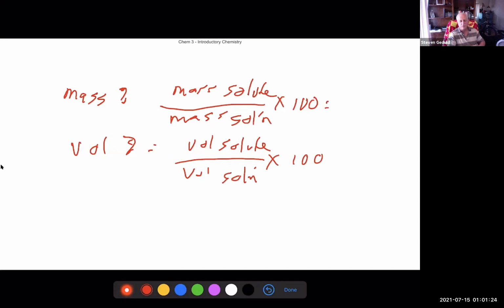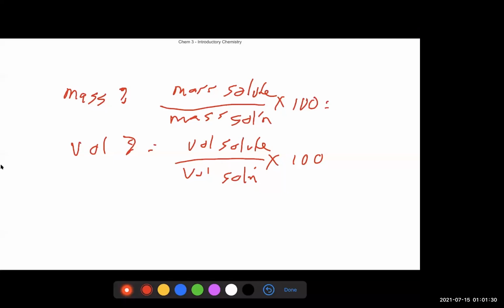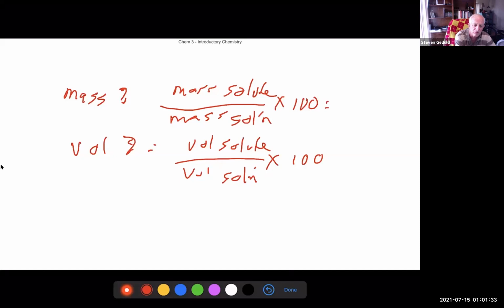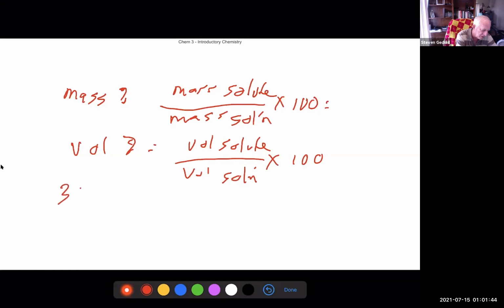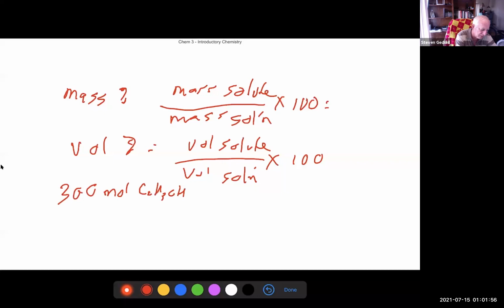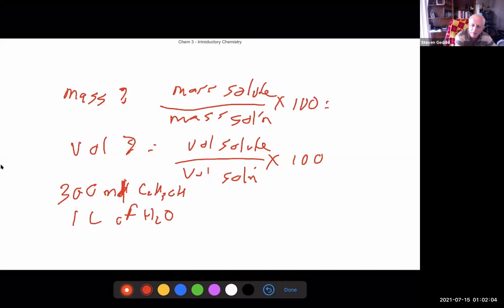So let's say we're going to add ethanol to water to make vodka, bourbon, whatever, and it makes it all different percentages. Let's do a volume percentage. Say we have 300 milliliters of ethanol, and we're going to add that to 1 liter of water. What's the volume percent of the vodka you're making?